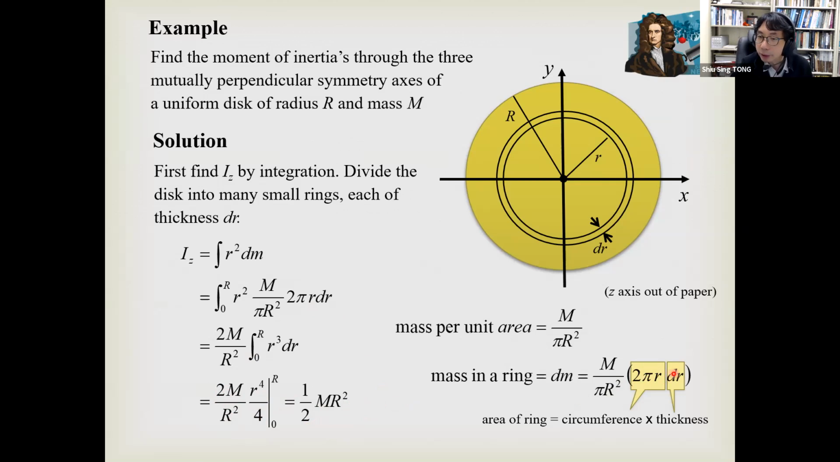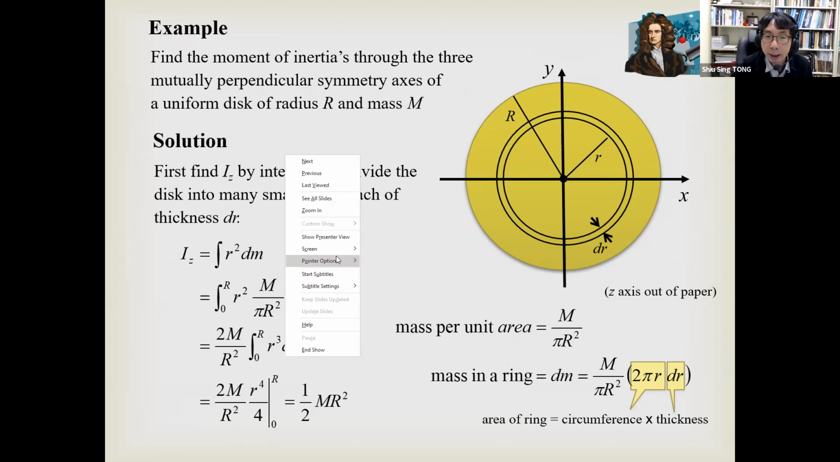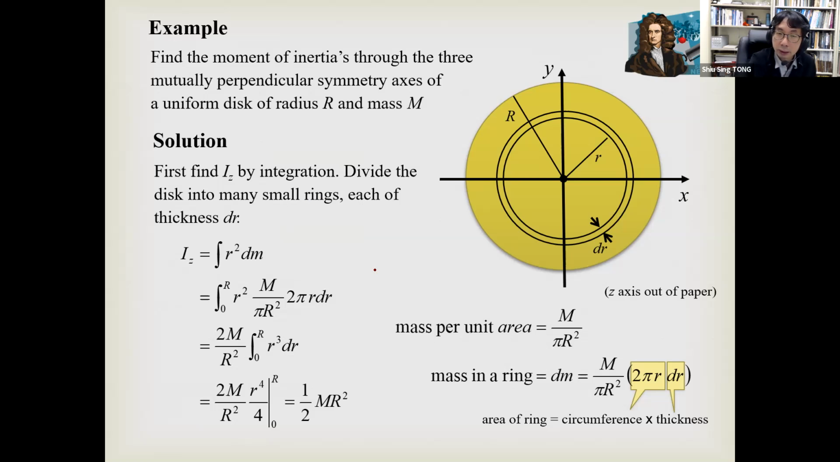Now, some of you may not be happy to think about the area of the ring as 2 pi r, the circumference, multiplied by thickness. But actually, you have a very simple proof of that using more rigorous calculus. Now, everybody knows the area of a circle. This is the area, this is the radius. The area of the circle is pi r squared.